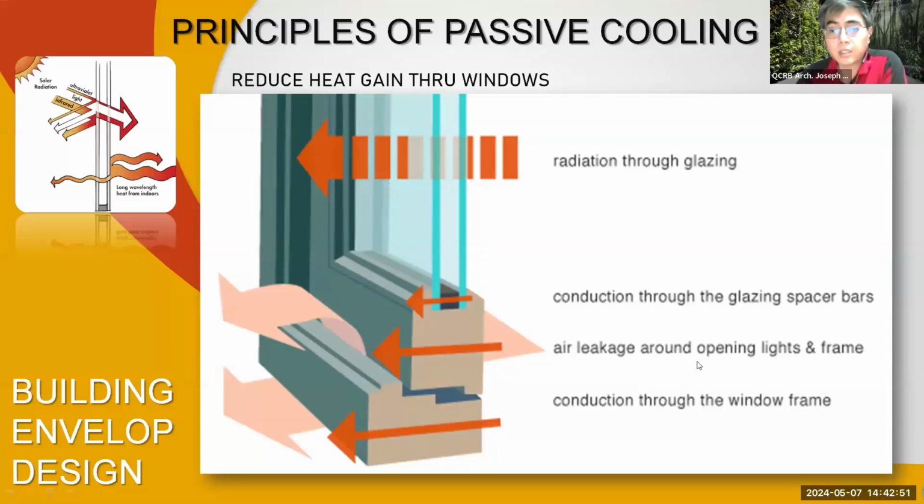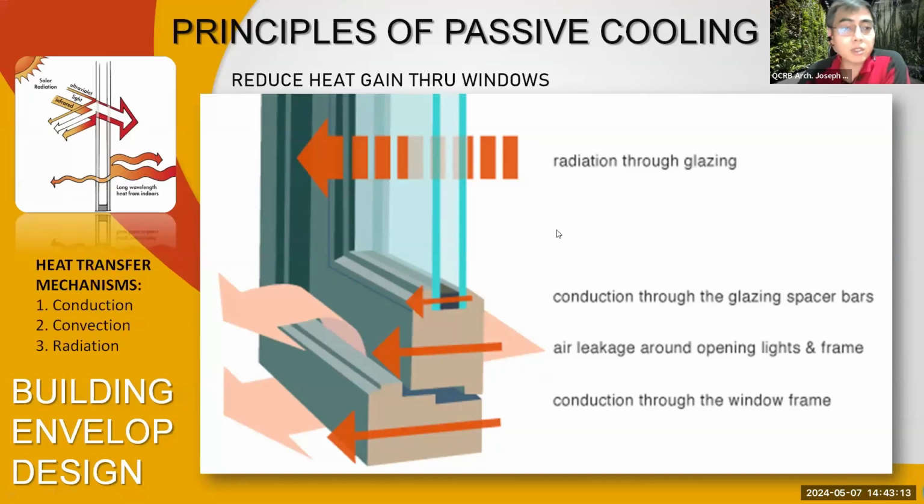Air leakage around the opening, ano naman yan? That's convection naman, air leakage. When wind goes in, the wind gets heated. And the convected heat, the hot air that received the heat through convection will enter into the house, pumasok na rin through the windows.